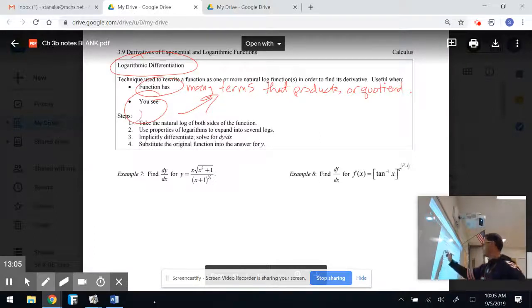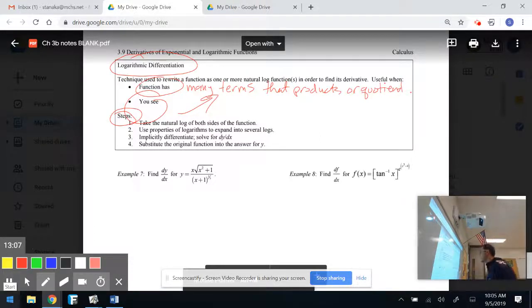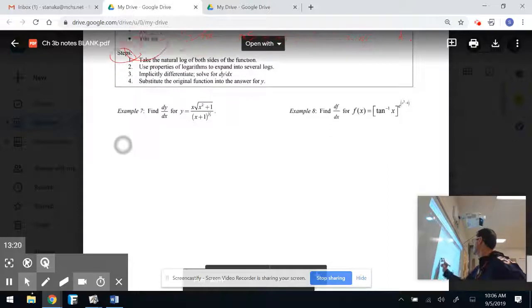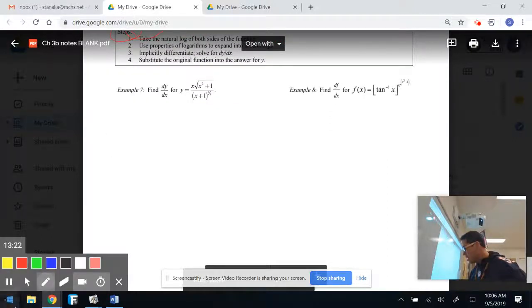And we follow these steps. Take the natural log of both sides of the function, use properties of logs to expand, then differentiate implicitly. Oh my gosh, this sounds like everything we've learned ever in math. How fun. Let's do this. Let's go. All right, here we go.